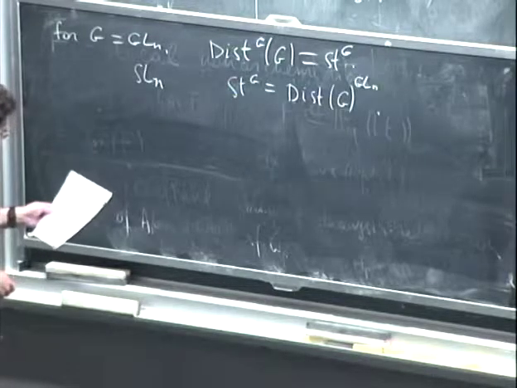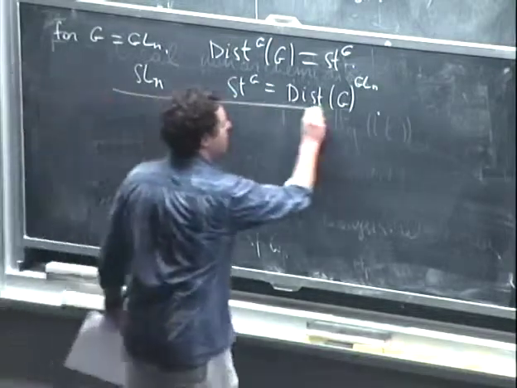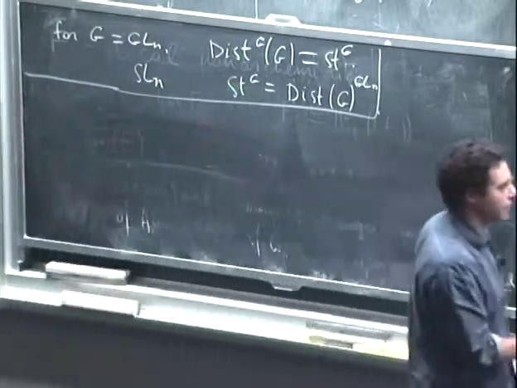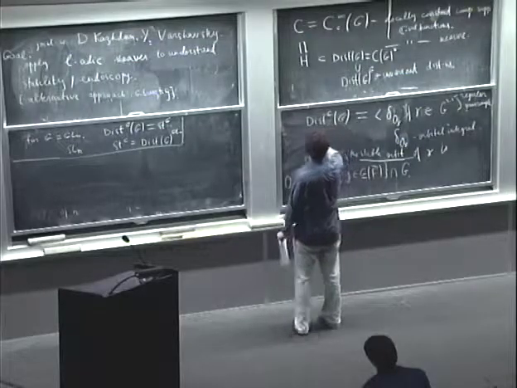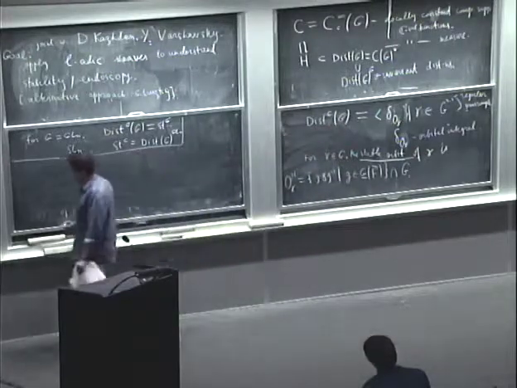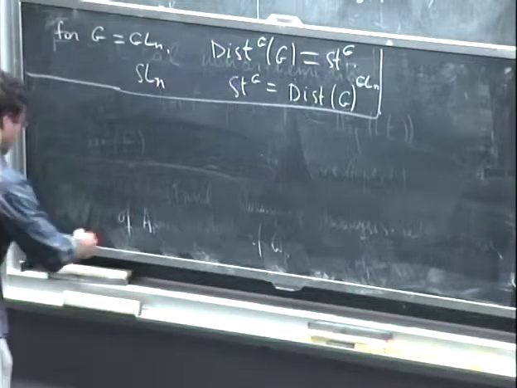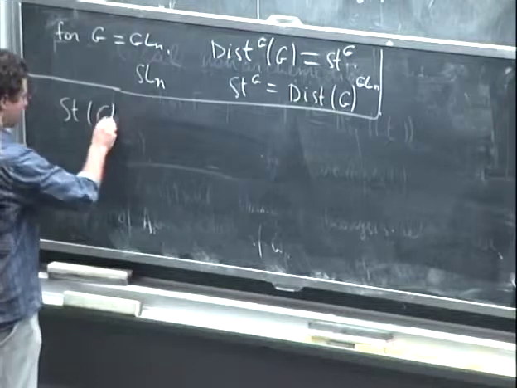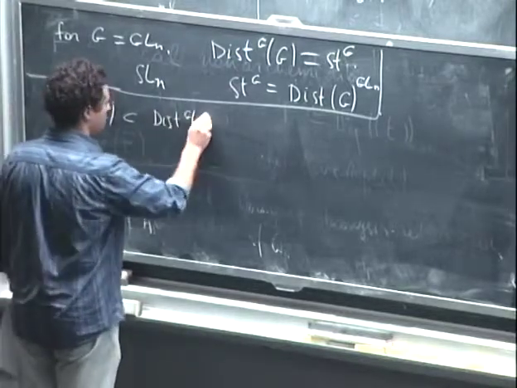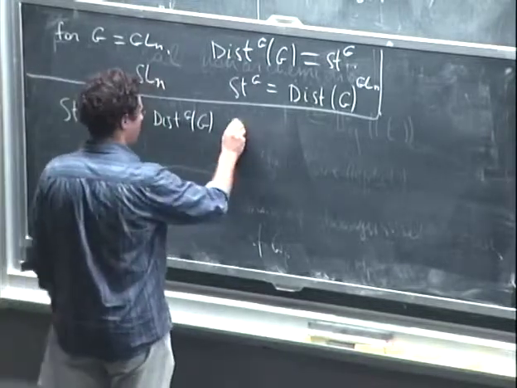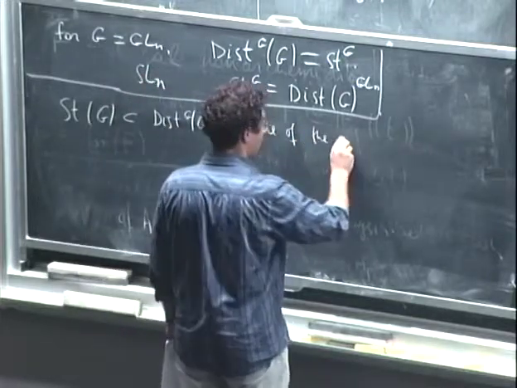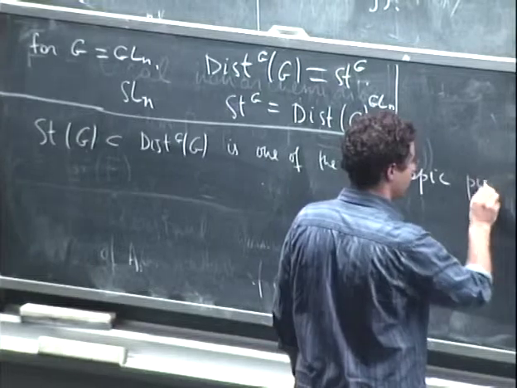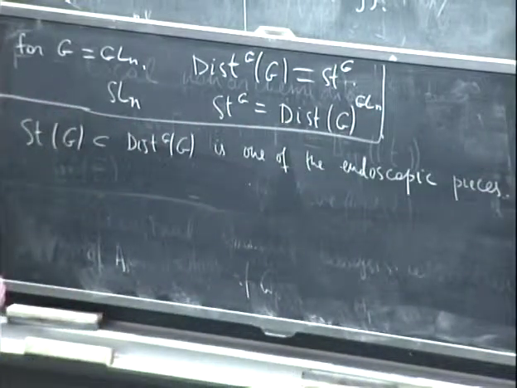Okay, and maybe I will not have much to say about it, but since I mentioned the word endoscopy, in that theory one tries to understand various pieces inside these invariant distributions, various subspaces, one of which is the space of stable distributions on G inside all invariant distributions. It is one of the endoscopic pieces, and together they span the space of invariant distributions.